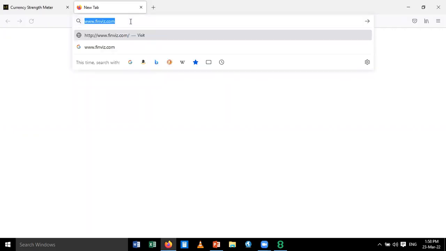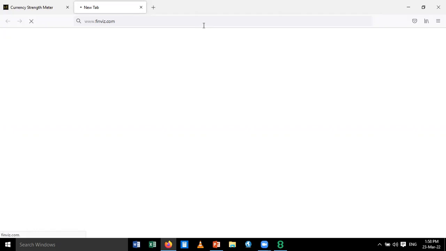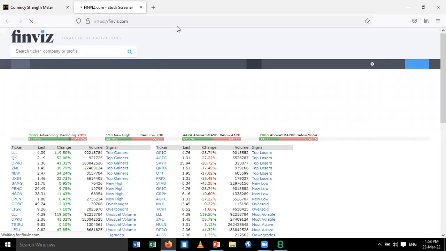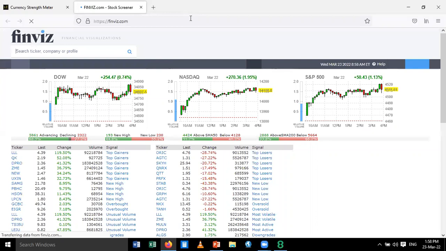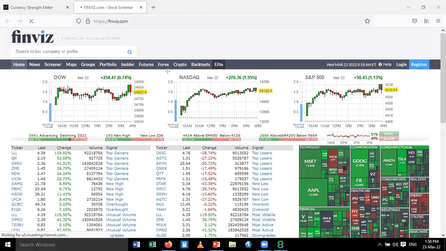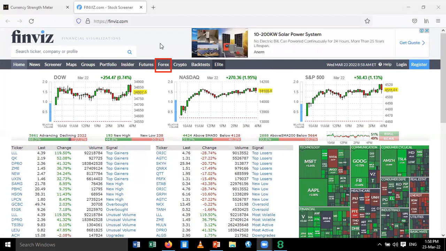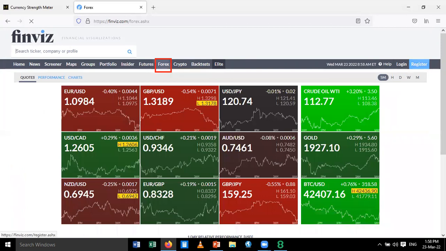So the next website I compare with is finviz.com. When I log into finviz.com, it gives me this. Then I click on Forex, and Forex is highlighted. Then when I click on Forex, it gives me this. Then I scroll down.